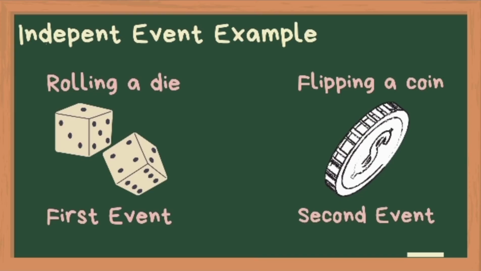For example, let's say we are rolling a die and flipping a coin. Both of these are two separate events. We can say that the first event is rolling a die and the second event is flipping a coin. Because the outcome of the first event does not affect the outcome of the second event, these events are said to be independent events. In other words, rolling a die does not increase or decrease the probability of a coin landing on heads or tails. The probability of getting heads is 0.5 and it stays that way regardless of what you roll. Now, to calculate the probability of two independent events happening together.